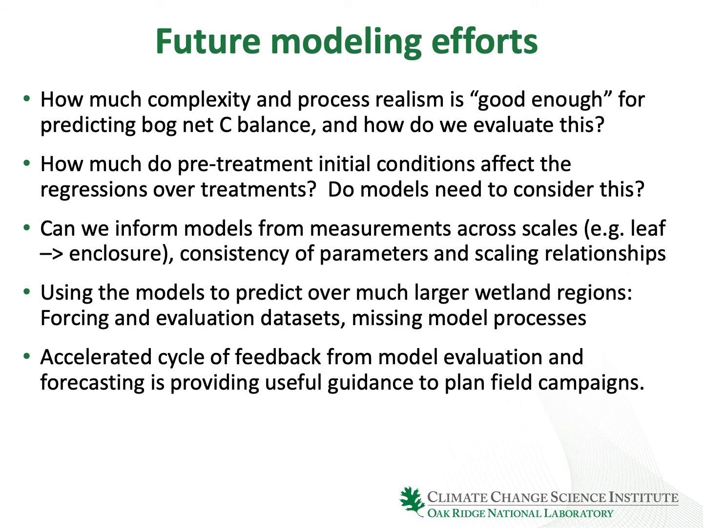So I'll wrap up by talking a little bit about what questions we have to address in the future. One question that we're always dealing with is how much complexity or process realism do we need, or is good enough for predicting the bog net carbon balance? Do we need a model with the level of process detail that ELM has, or can we get away with simpler carbon cycle models that may be much faster to evaluate and allow us to explore more aspects of uncertainty in the system?